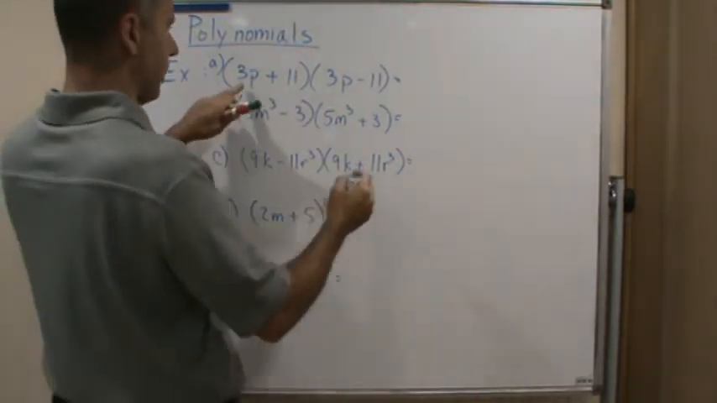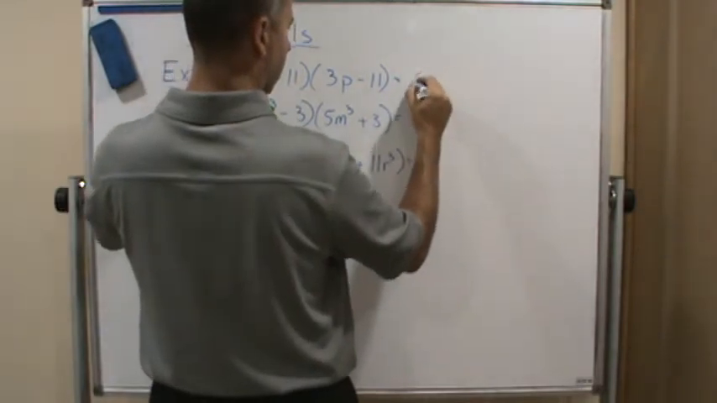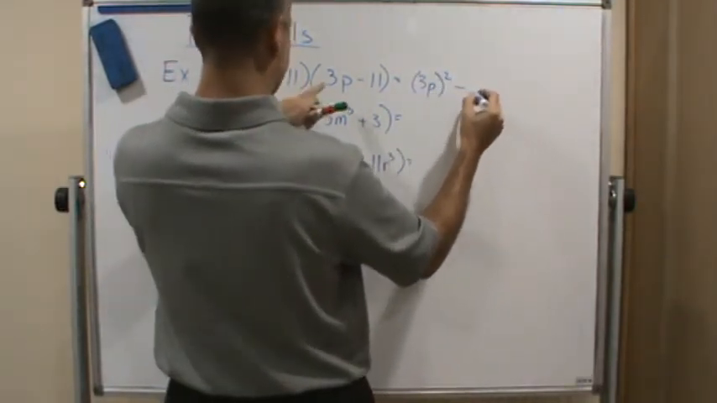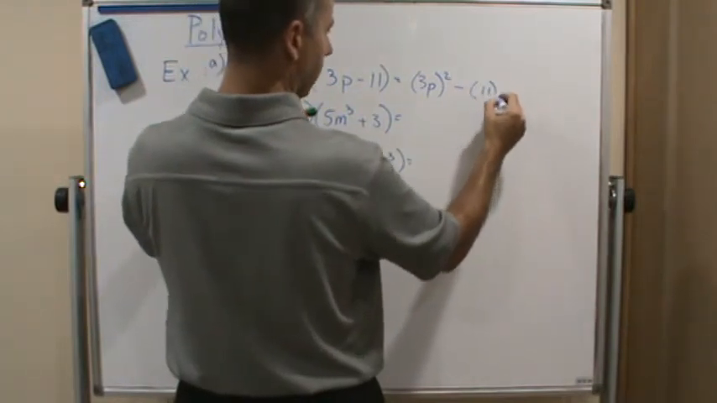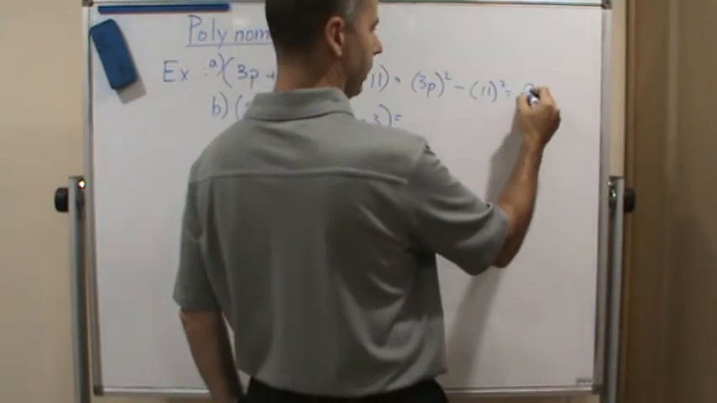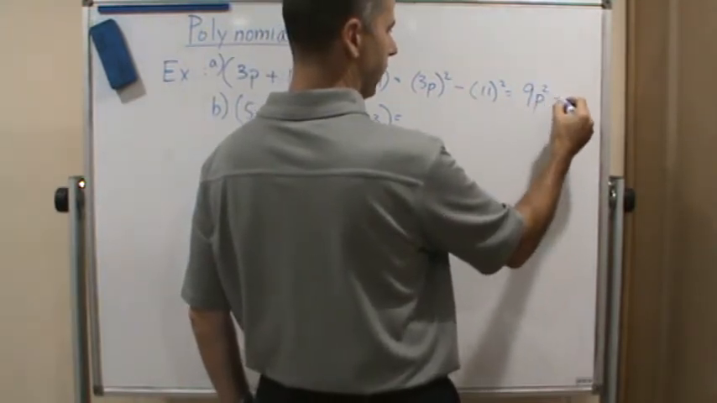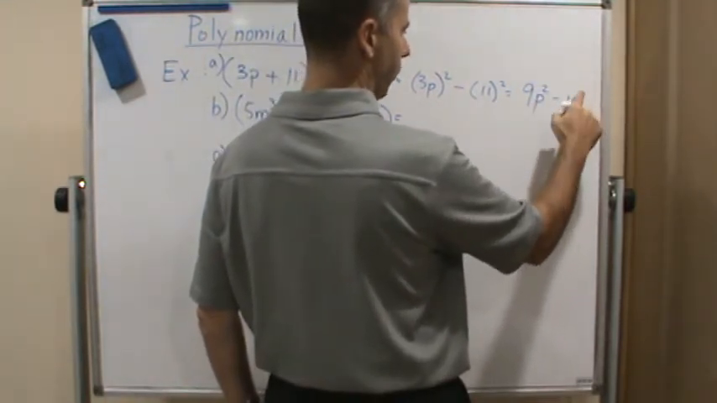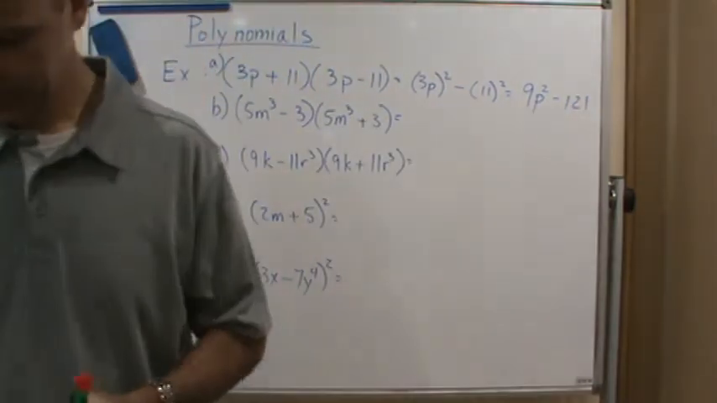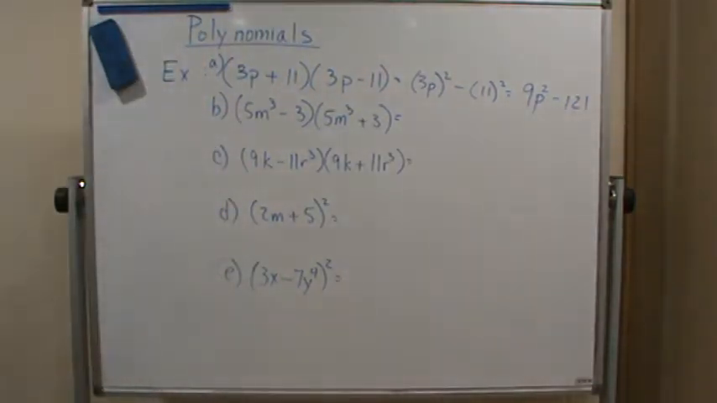So it's going to be 3p squared minus 11 squared. So it's going to end up being 9p squared minus 121. And we're done. See how easy that was?